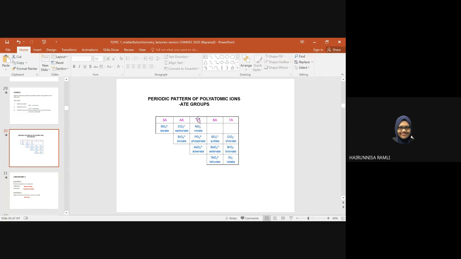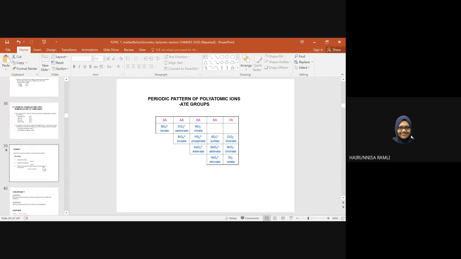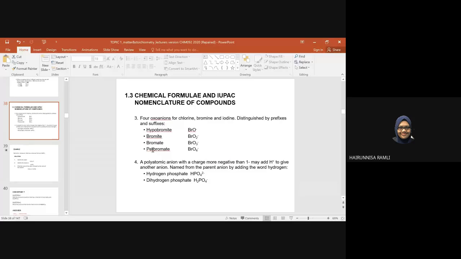Bila you kurang satu oksigen, dia jadi ITE. Bila you tambah satu oksigen, sebenarnya tambah tu untuk kat group 17 saja, group yang ni. Okay, so bila tambah, dia tambah per, perbromate. ATE tetap ada. Okay, ATE tu tetap ada tapi you tambah PER, perbromate. Boleh faham tak?